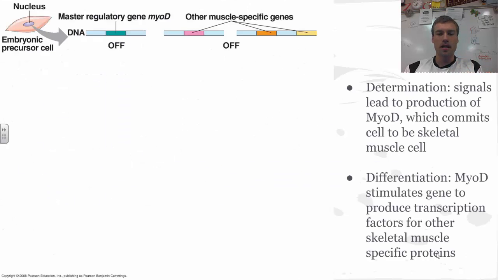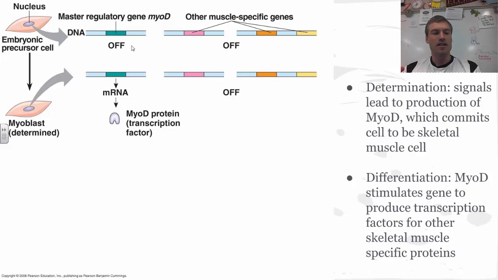So this is kind of how determination works. We've got our nucleus, right? And it's got an embryonic precursor cell, which can turn into kind of anything. All of the different genes are off. In this case, we're looking at what would become a muscle cell. So all of the muscle-specific genes and the master regulatory gene, which is called MyoD, are all off.